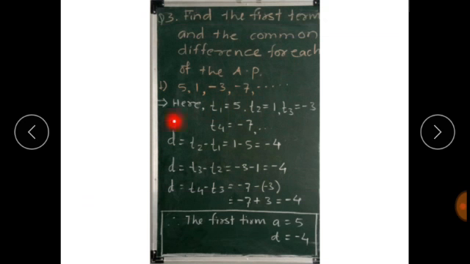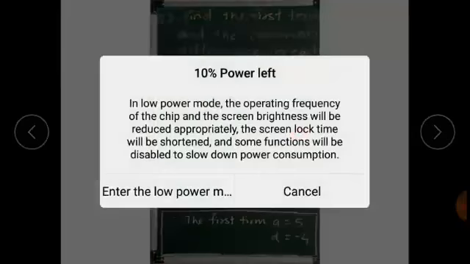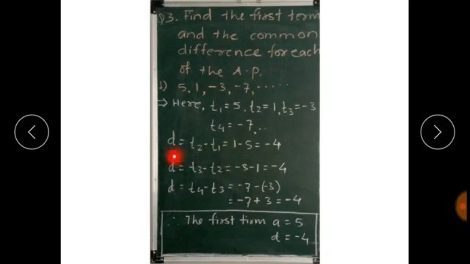So here write down T1 is 5, T2 is 1, T3 is minus 3 and T4 is minus 7. D is equal to T2 minus T1, which is equal to 1 minus 5, which is equal to minus 4. Similarly, T3 minus T2, minus 3 minus 1, which is equal to minus 4. T4 minus T3, minus 7 minus negative 3, is equal to minus 7 plus 3, which is minus 4. Therefore, the first term A is equal to 5 and the common difference D is equal to minus 4.